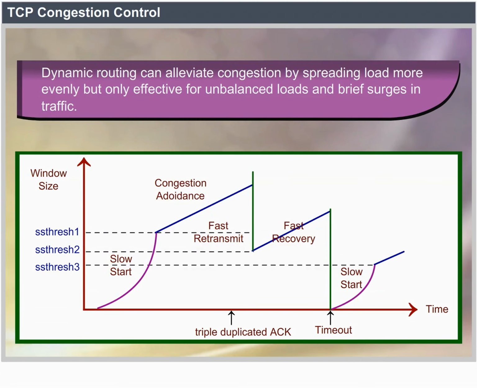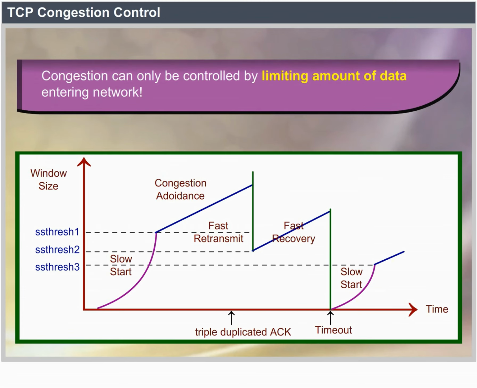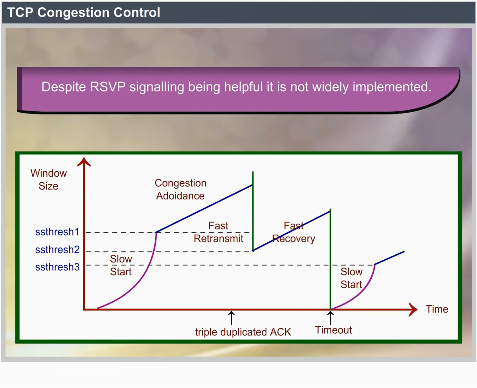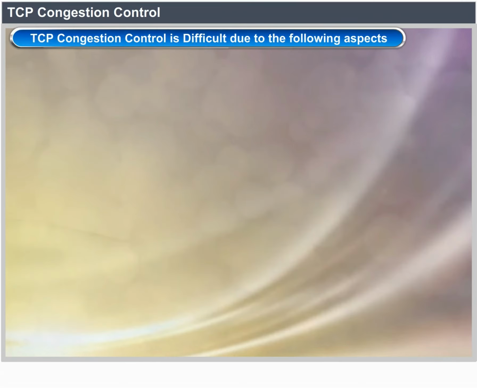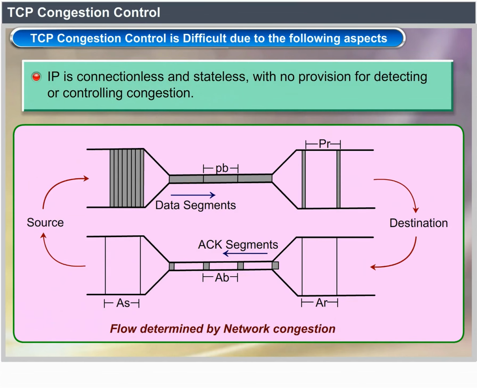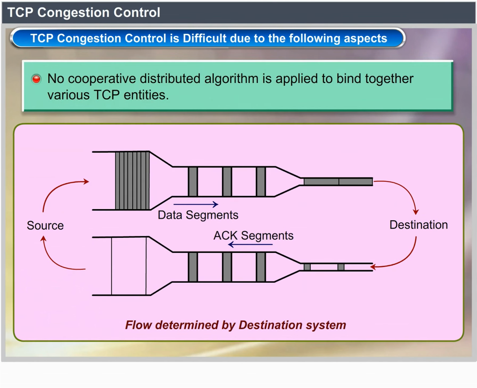Dynamic routing can alleviate congestion by spreading load more evenly, but it is only effective for unbalanced loads and brief surges in traffic. Congestion can also be controlled by limiting the amount of data entering the network. RSVP signaling may help, but it is not widely implemented. TCP congestion control is difficult. IP is connectionless and stateless, with no provision for detecting or controlling congestion. There is no cooperative distributed algorithm to bind together the various TCP entities.